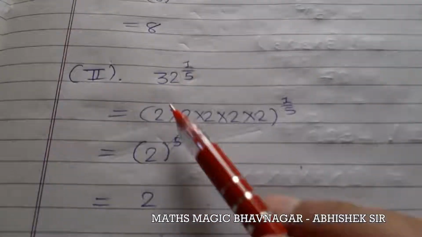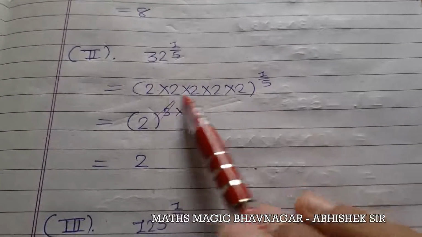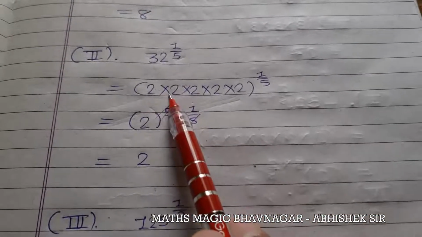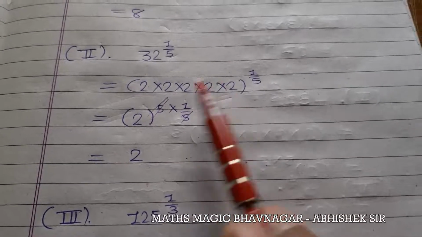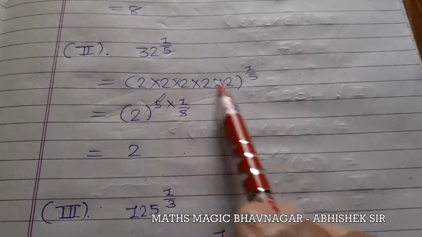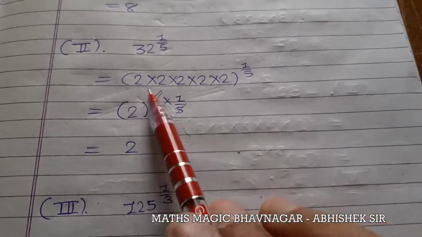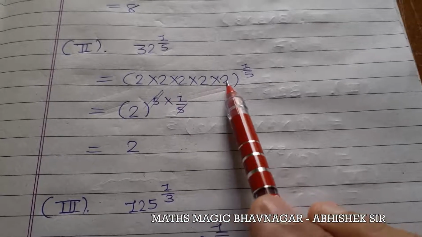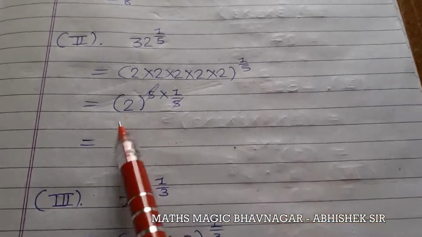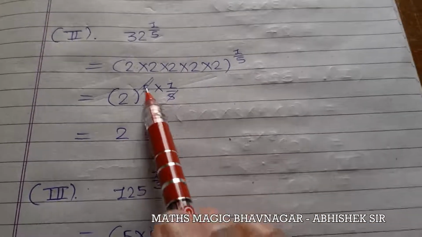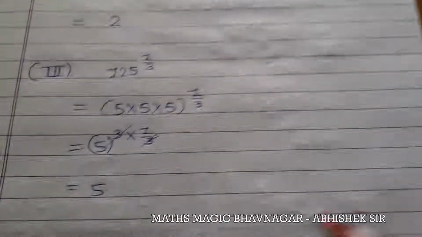Then the second question is 32 raised to 1 by 5. We know that 32 is the multiplication of 2, 5 times. So 2 into 2 is 4, 4 into 2 is 8, 8 into 2 is 16, 16 into 2 is 32. So 2 times 5 times multiplication of 2 is 32. So 2 into 2 into 2 into 2 into 2, whole bracket exponent 1 by 5. So 2 raised to 5 into 1 by 5. So 5 are cancelled, and we are getting 2 raised to 1. That is 2 as the answer.